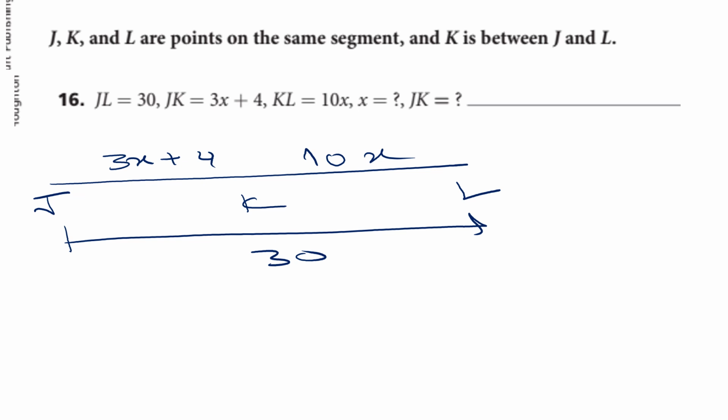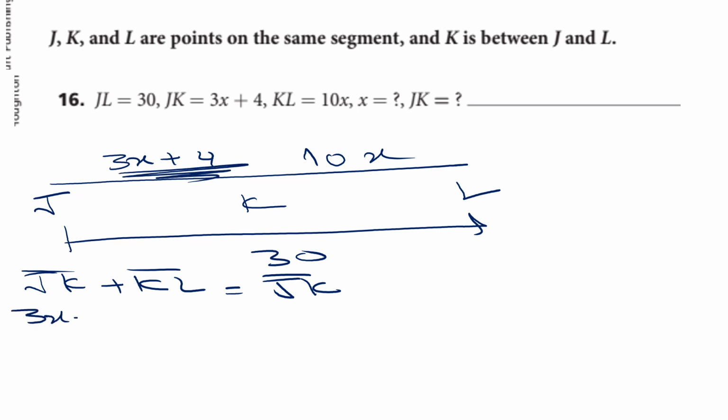So we know that JK plus KL equals JL. First thing, what is JK? JK is 3x plus 4. What is KL? That is 10x, equals 30. JL is 30. This is L.